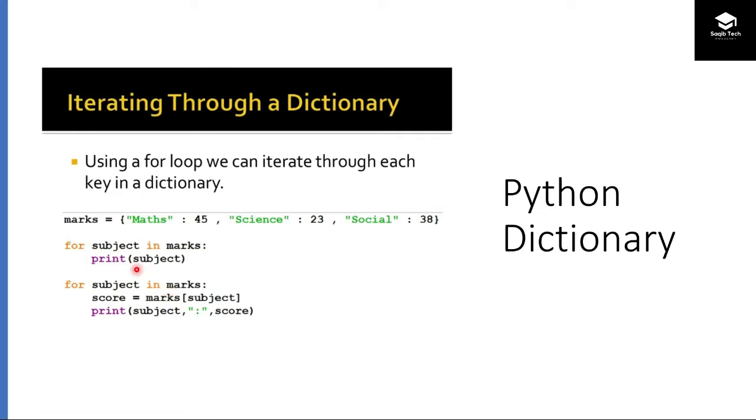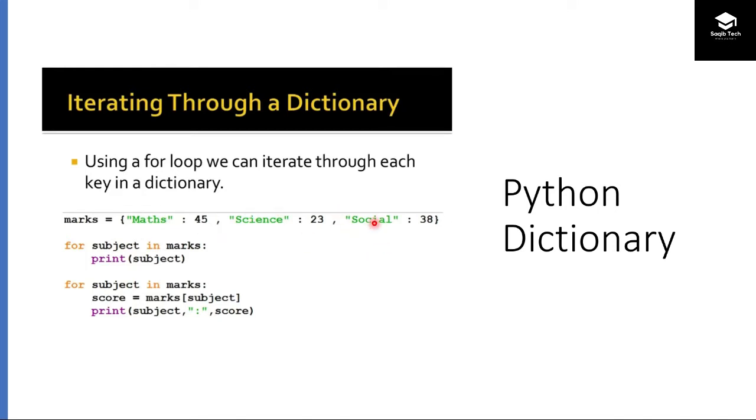What I will do is write a simple loop: for subject in marks, print subject. What will it print? It will only print the subject. This loop will print only the subject, because in for subject in marks, if I'm only writing marks, it is giving me the keys. So this loop will be printing only math, science and social. It will not be printing the marks.